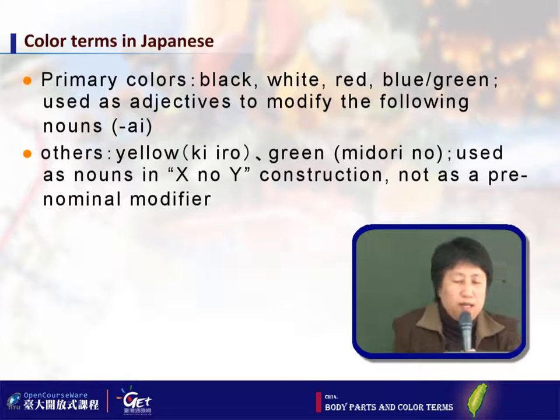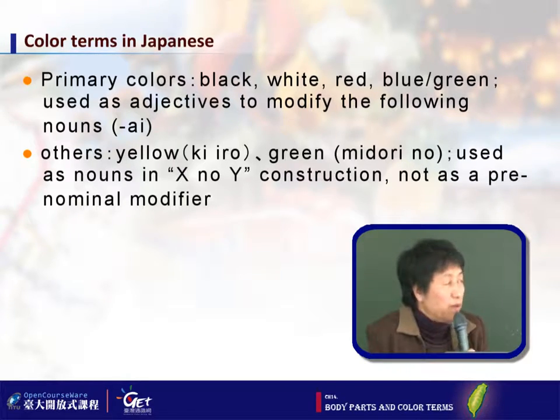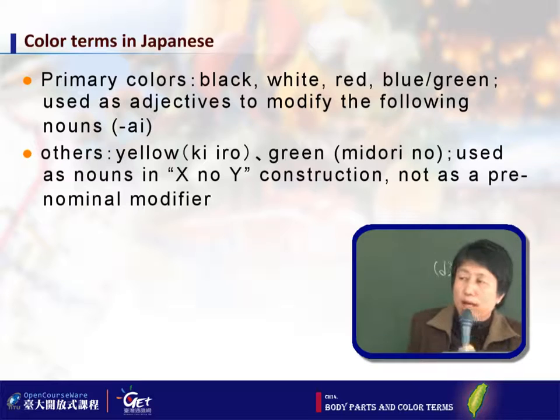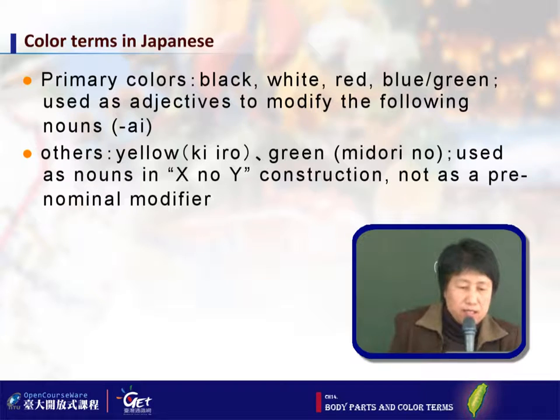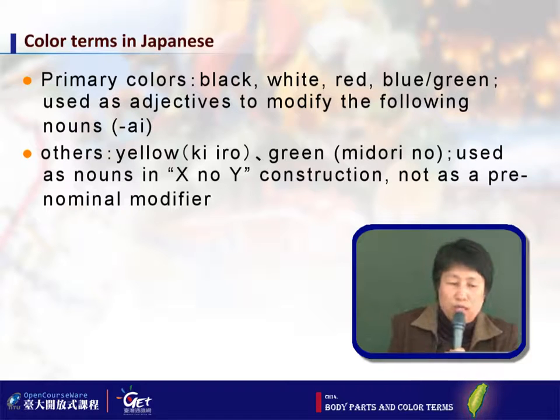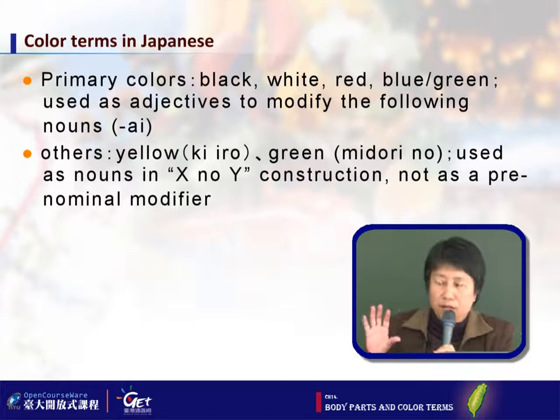They use them as nouns in this pattern, X no Y. X is the color, and no is the particle showing that X and Y are in a modification relationship. They would use that particular construction. It's like apostrophe s in English. So they would say yellow's color, yellow's paper, maybe green's paper, something like that. But if it is a primary color, then there's no need to put a no in between before the noun.